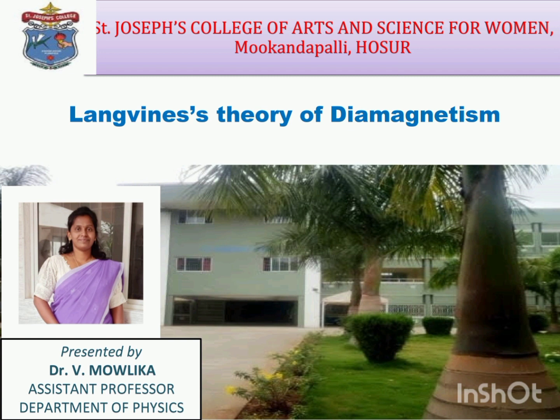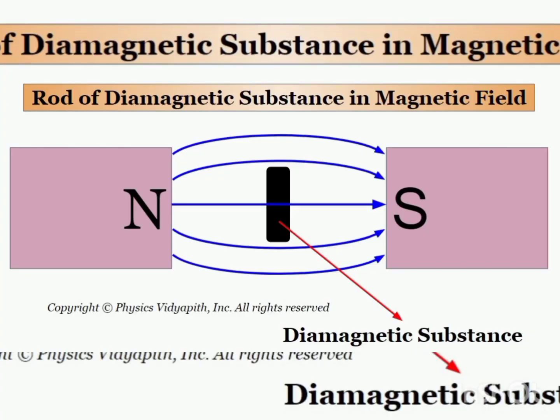In this video, I am going to explain Langevin's theory of diamagnetism. Basically, we have five types of magnetic materials. We know that one is diamagnetic material, second is paramagnetic material, third is ferromagnetic material, the fourth is antiferromagnetic material, and the fifth is ferrimagnetic material.